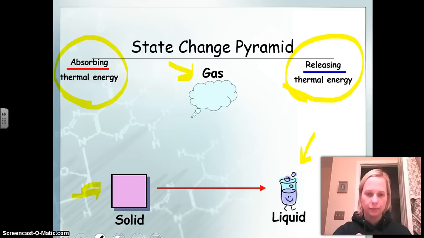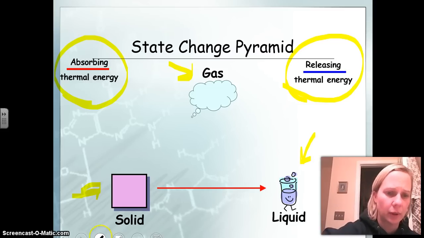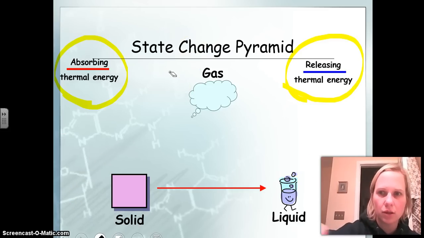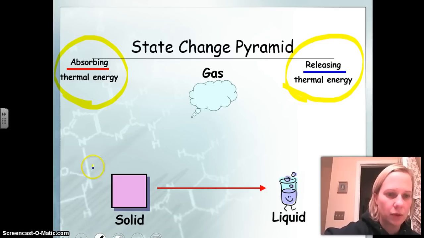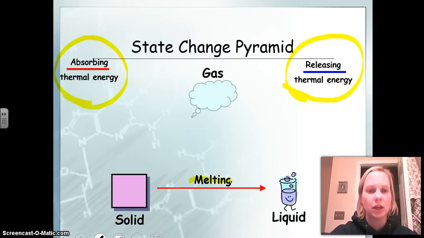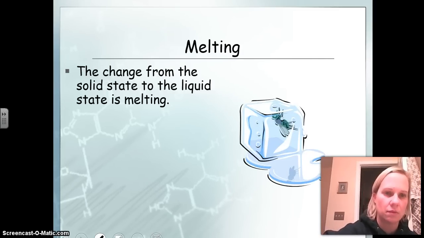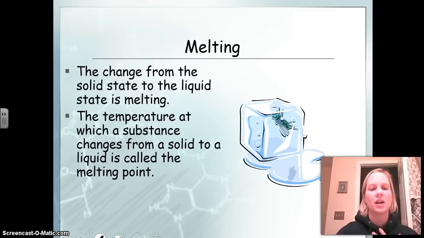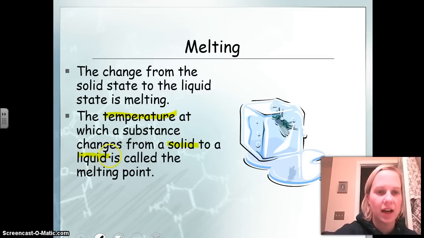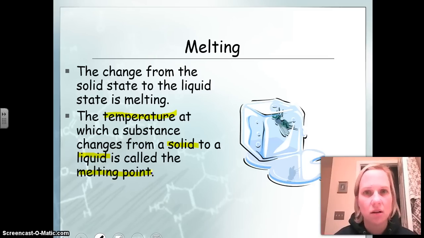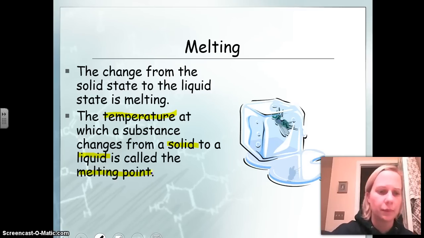All right, so if we move from a solid to a liquid, let me erase this so we don't get confused. If we go from a solid to a liquid, it's called melting. Melting is the change from a solid state to the liquid state. The definition I want you to know is that the melting point is the temperature at which a solid becomes a liquid. Don't tell me it's when a solid becomes a liquid. It's a temperature. There's a specific temperature for all things at which the solid will become a liquid.